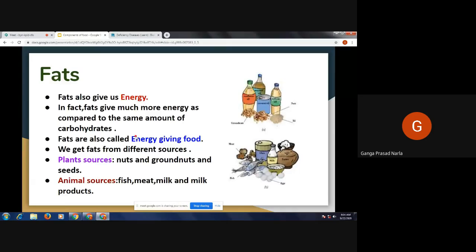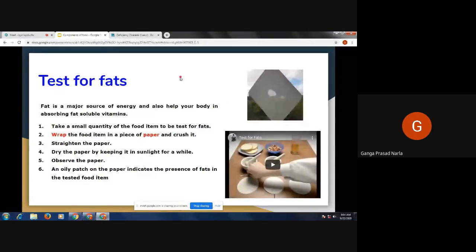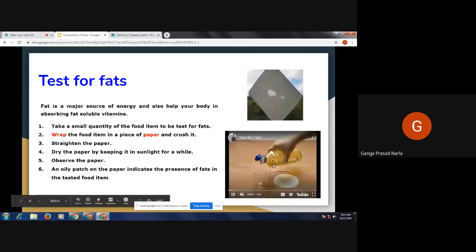So, next, test for fats. What do we do to identify which food item contains fats or not?